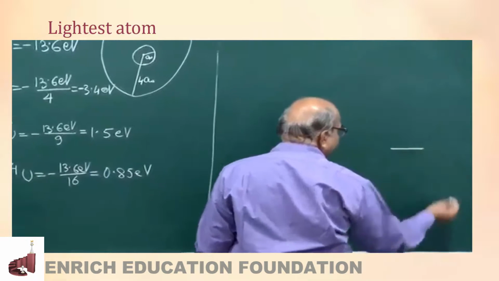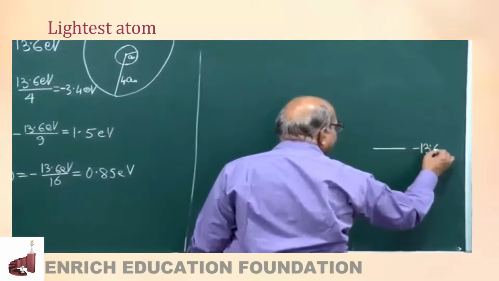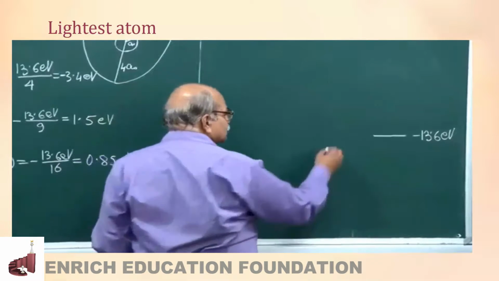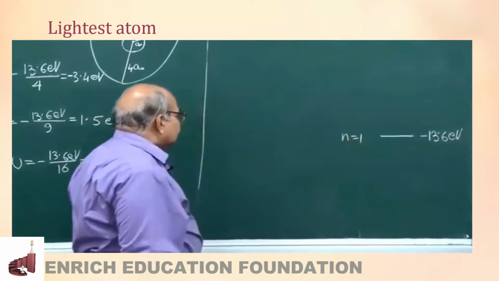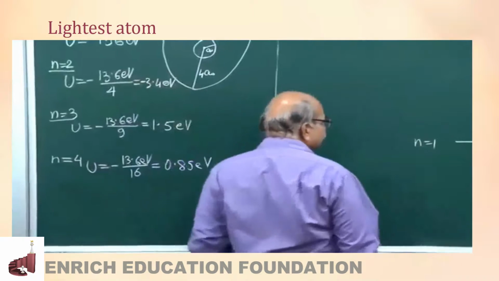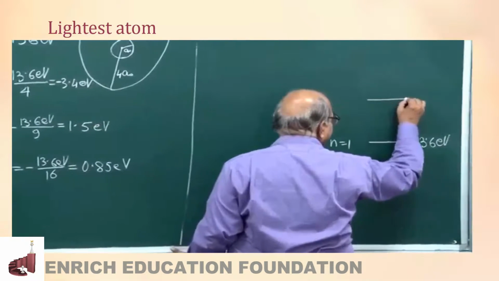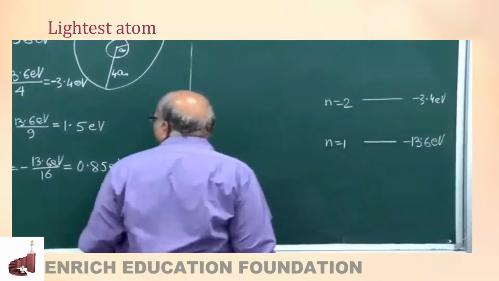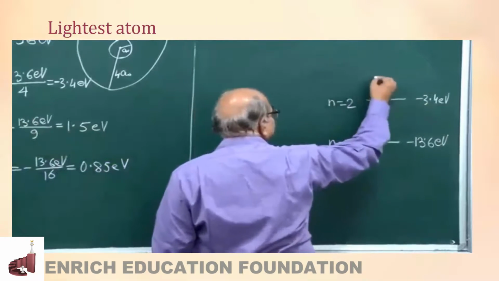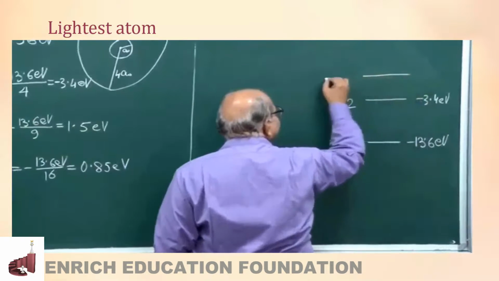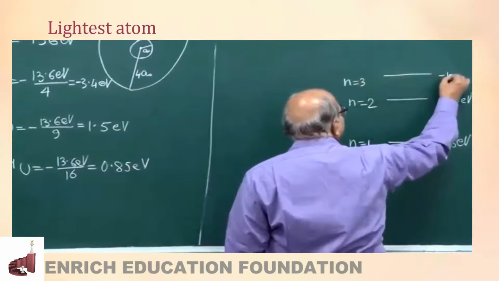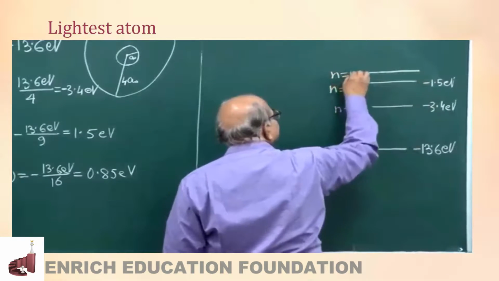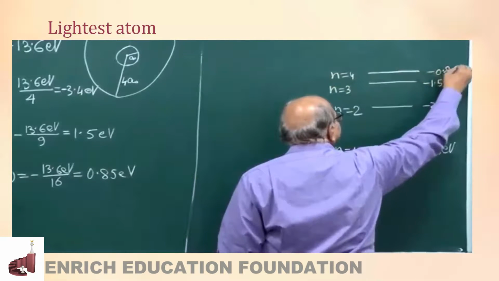We draw a horizontal line and say that this represents minus 13.6 eV. In the vertical direction, energy is going up. So this corresponds to n equal to 1. And then n is equal to 2 is minus 3.4 eV, that will be somewhere here. This is n equal to 2, minus 3.4 electron volt. N is equal to 3 is 1.5 with a negative sign, so 1.5 will come somewhere here. This is n equal to 3 and this is minus 1.5 eV. Then you have 0.85 eV, n is equal to 4, and so on.